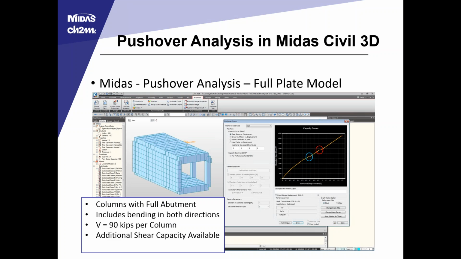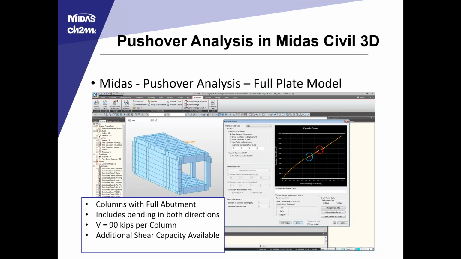Once I had a sense of confidence with the single column bent and the 4-column bent models, I moved into the columns with the full abutment. As we mentioned, that included bending in both directions. It also reached a shear of about 90 kips per column, and that was found by combining the shear in the transverse and longitudinal directions. Shear never reached 90 kips in either of those two directions, but the total resultant shear was found to be 90 kips per column similarly. There was additional shear capacity available, as we expected.